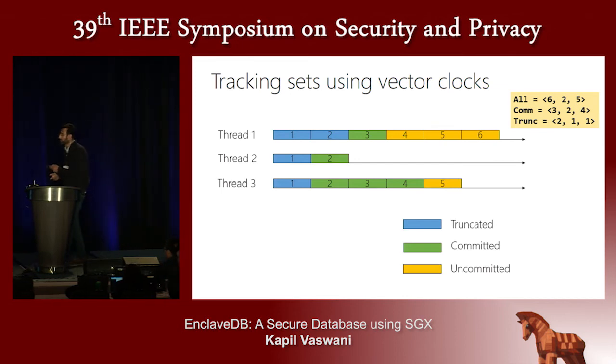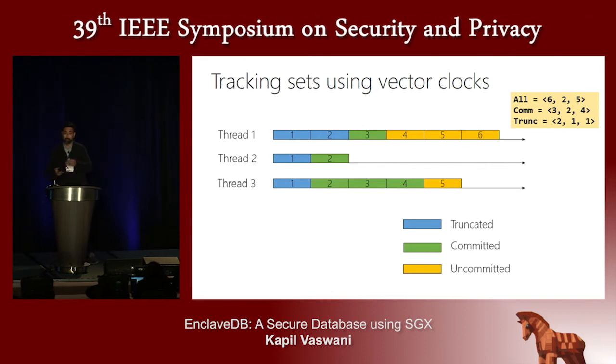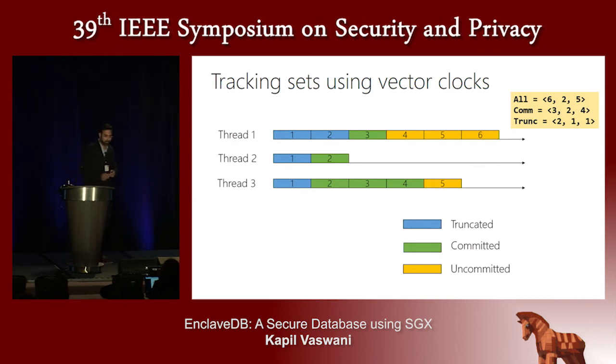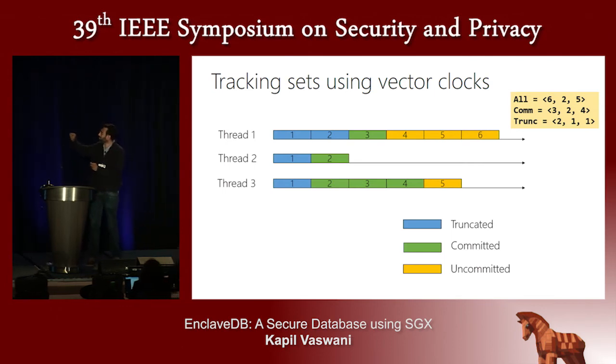The uncommitted log record counter per thread is incremented before a thread initiates log IO for a transaction. The committed log record counter is incremented after the host notifies the enclave that a transaction is committed. And the truncated log record counter is incremented when we checkpoint. So what this tells you is that if you look at the 2 vector clocks, the committed and all vector clocks, the difference between them tells us the set of log records for which we have initiated log IO, but we haven't yet committed.